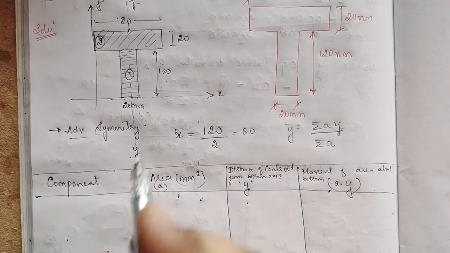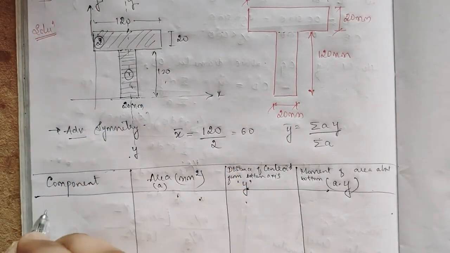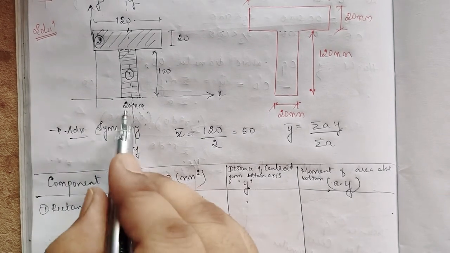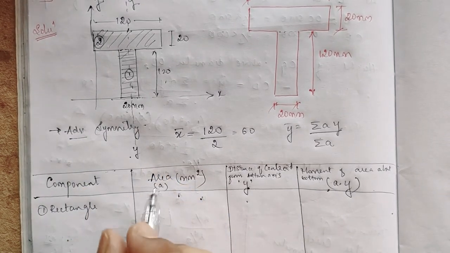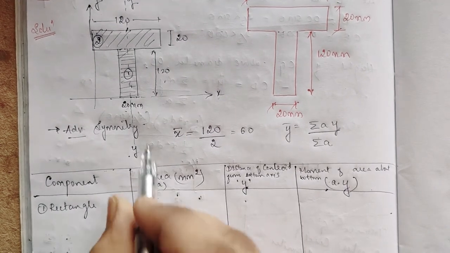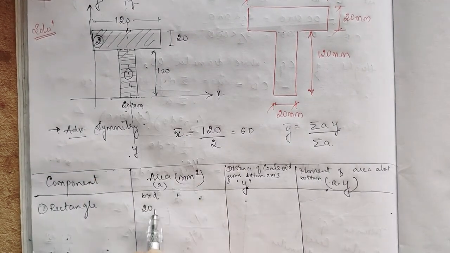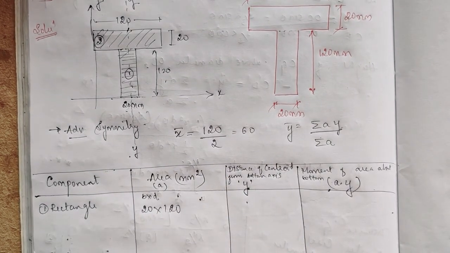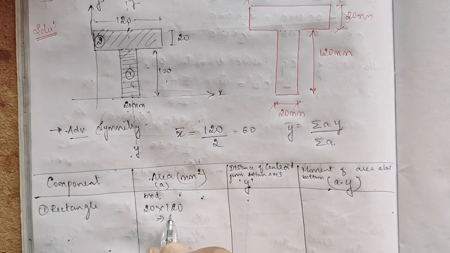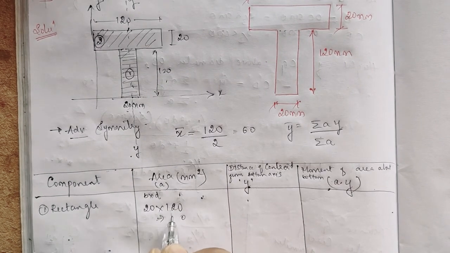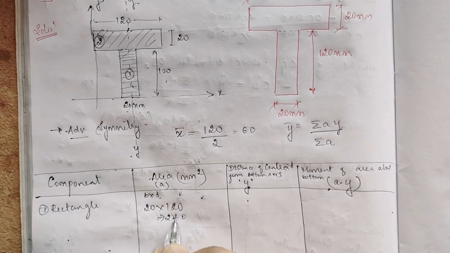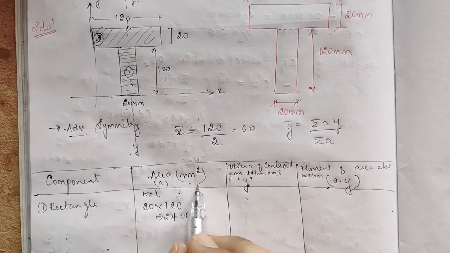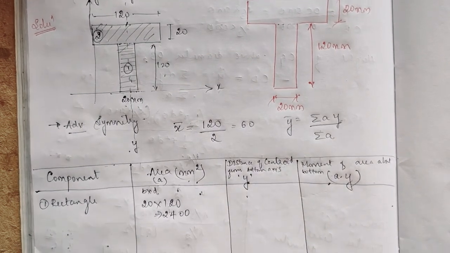Now see here, what is the first component we have taken? We have taken the first component as a rectangle. What is the area of the rectangle? It is b into d. What is b? 20, into d is 120. So it becomes 2400 mm square. I already mentioned the unit here, so no need to mention again.